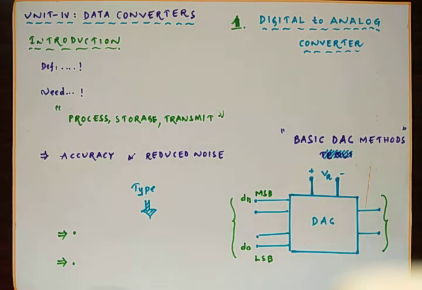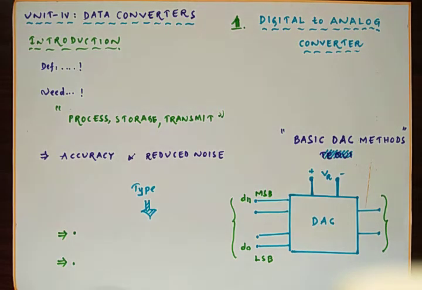As I said in the previous class, data converters are integrated circuits. In short, we can call them ICs. They can convert one form of data into another form. By converting one form of data into another form, we get some advantages and some flexibility.